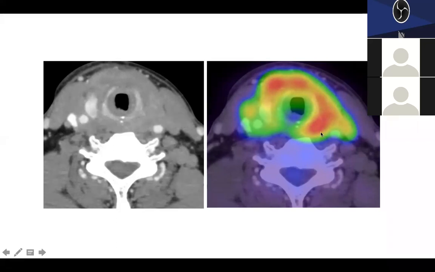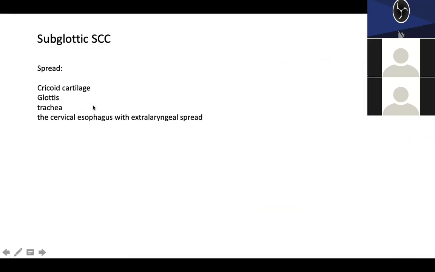So here the PET, these are fused images. This color grading is different from the color grading that you must be seeing in your centers. This is rainbow color grading. This is sharper. This gives a sharper contrast. You can see it is encasing the carotid vessels 270 degrees. So it is a T4B tumor.